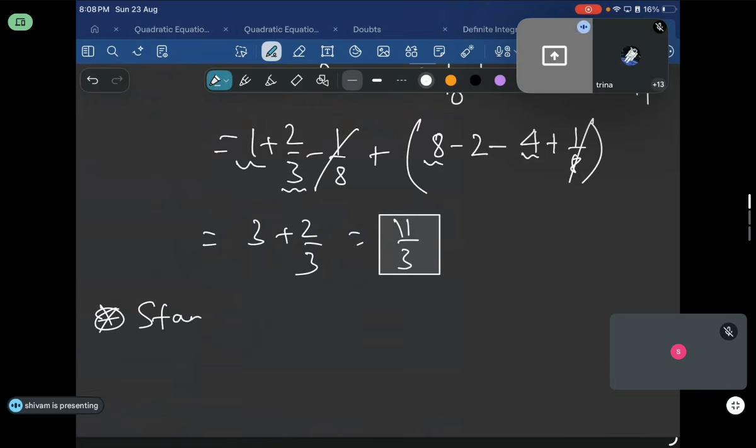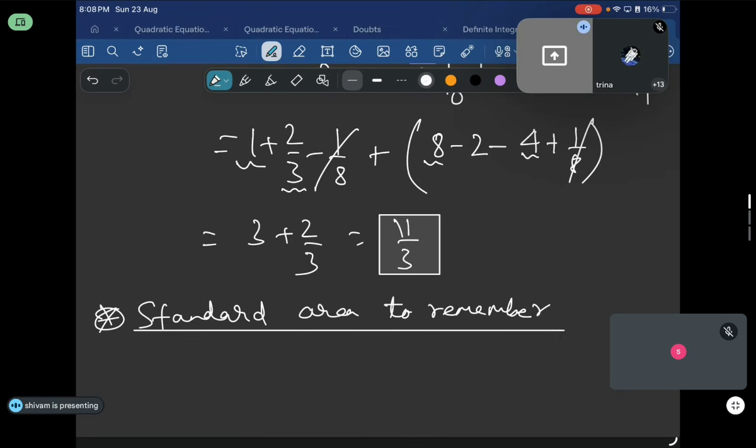Yes. Standard. See everyone, if you remember the standard areas, your life would be easier. Okay, some standard areas to remember. If you can remember this, actually, if you practice enough problems, it will be there in your head.